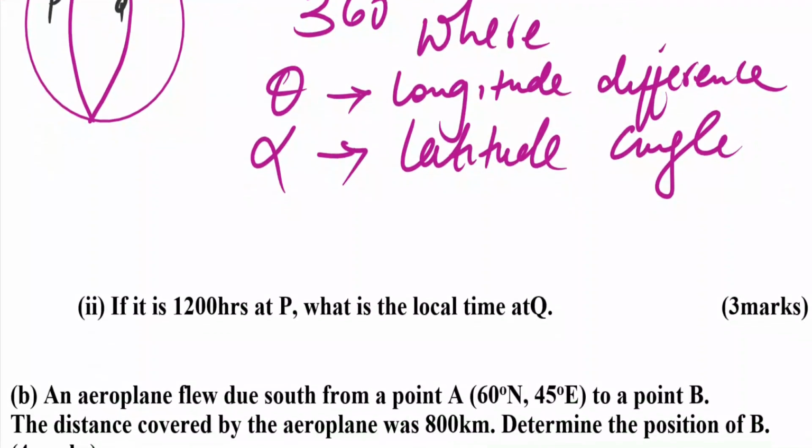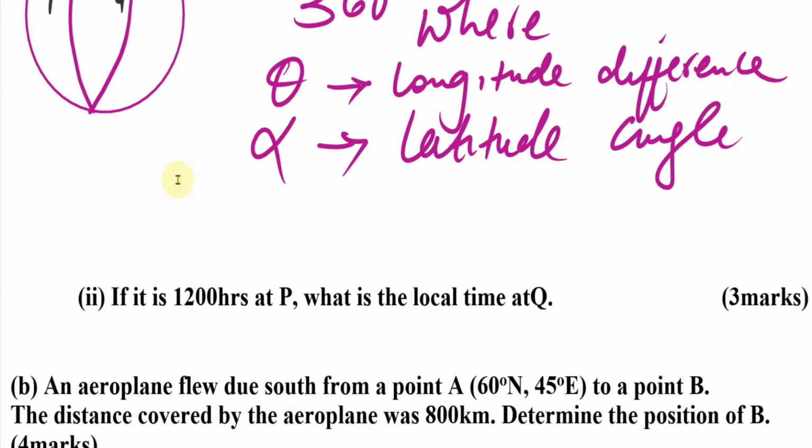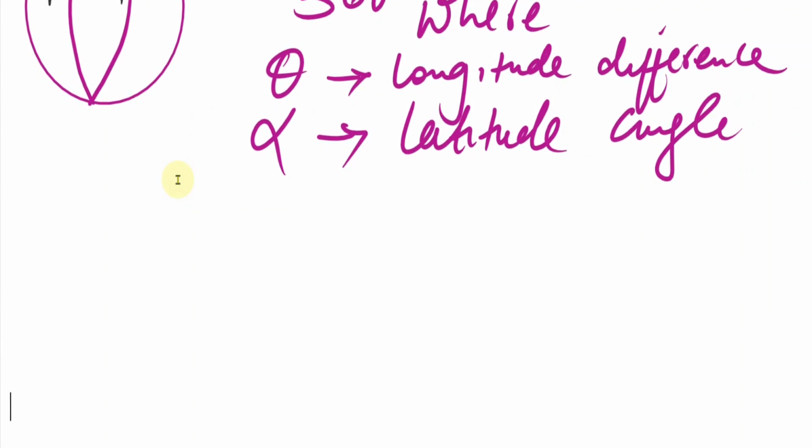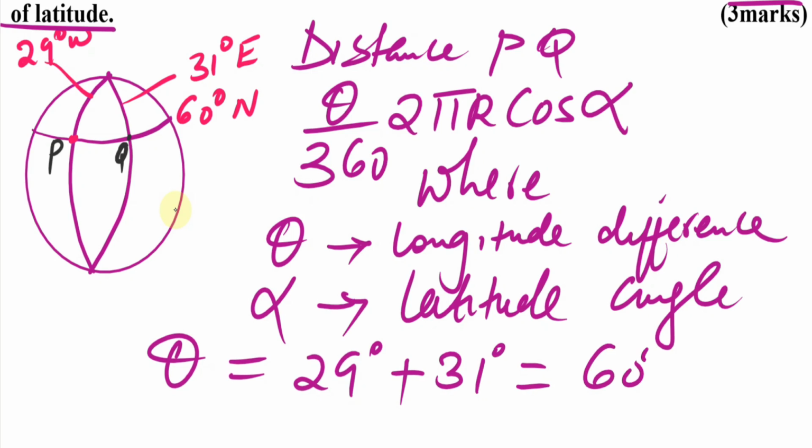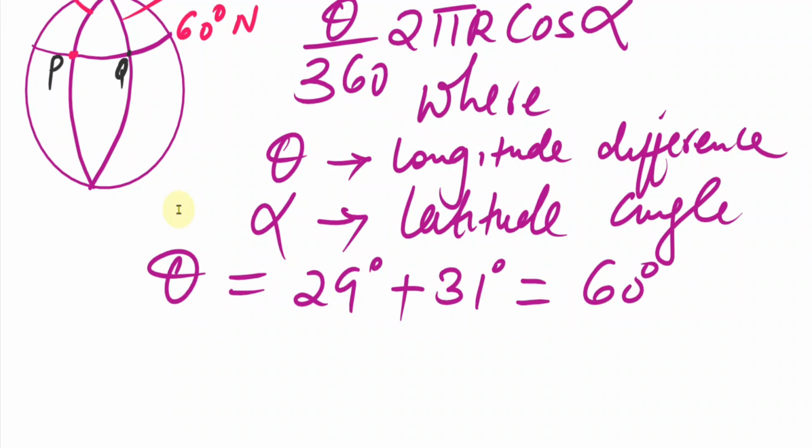So we need to get the longitude difference to begin with. Look at the two places. P is 29 degrees to the west, and Q is 31 degrees to the east. So to get the longitude difference, we add, and this gives 60 degrees. After obtaining 60 degrees, the latitude angle is 60 degrees, since they lie on the same latitude.